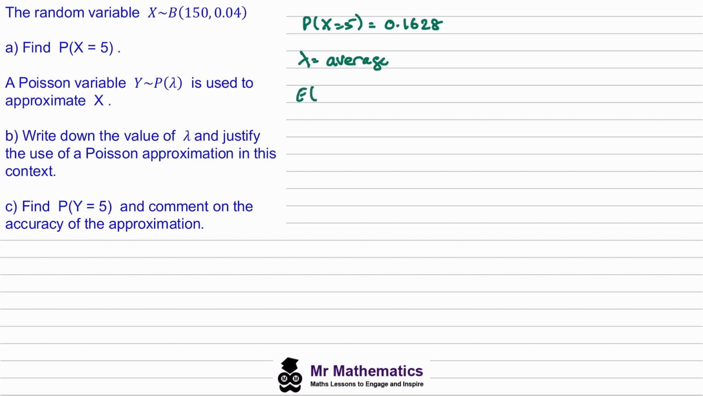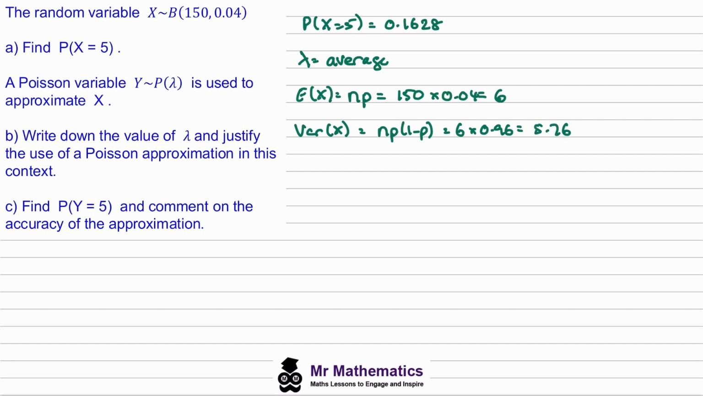And the expected value of a binomial distribution is the number of trials times the probability. So in this case, it's 150 times 0.04, and this works out to be 6. But we know that in a Poisson distribution, the average is approximately the same as the variance. So if we work out the variance of x, this will be np multiplied by 1 minus p, so 6 multiplied by 0.96, we get 5.76.